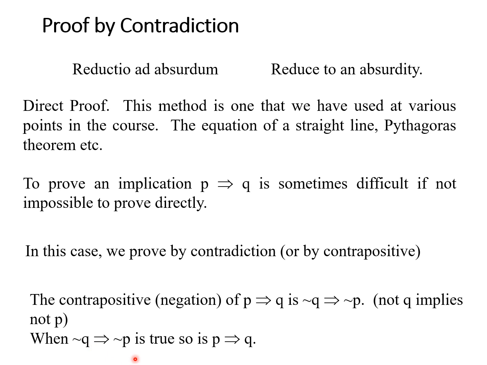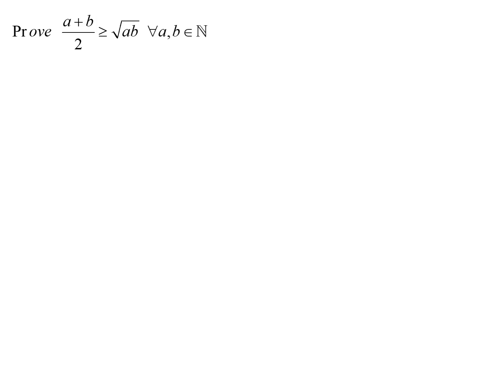Not Q, and then if not P is true, so P is if P then Q. This simply might not mean so much to you now, but I will try to use an example in the next slide to actually explain it to you. For example, if you have to prove (a plus b) over 2 is more than or equal to the surd of ab, for all values of a and b, where a and b are elements of the natural numbers.